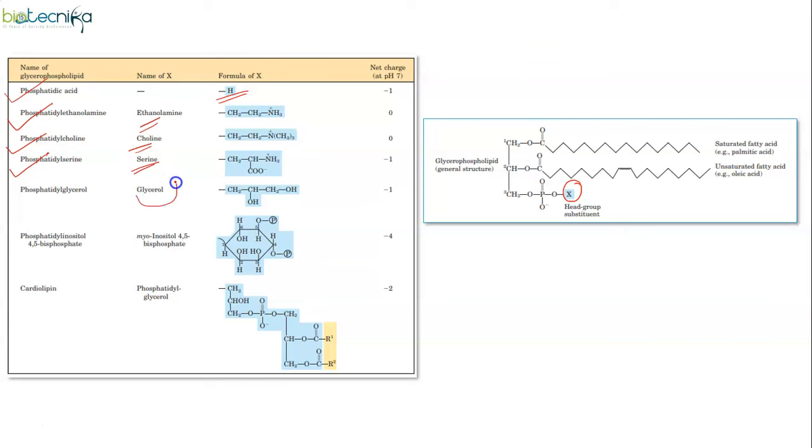And if glycerol is itself an X group, we call it a phosphatidyl glycerol. Then, if it is an inositol as an X group, you have got phosphatidyl inositol 4,5-bisphosphate. If we take this entire phosphatidyl glycerol as an X group, what can we get? Cardiolipin. And cardiolipin is one of the important glycerophospholipids present in the inner mitochondrial membrane of cardiac heart muscles.